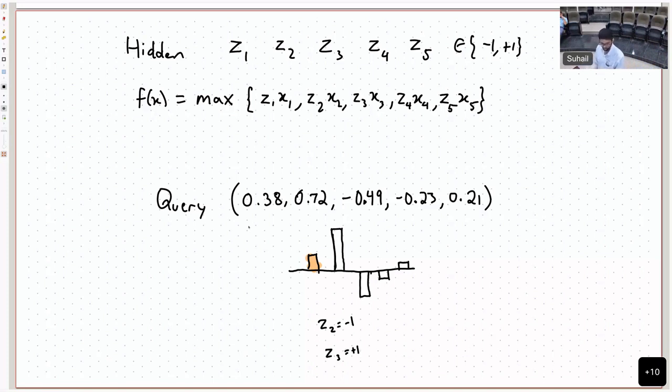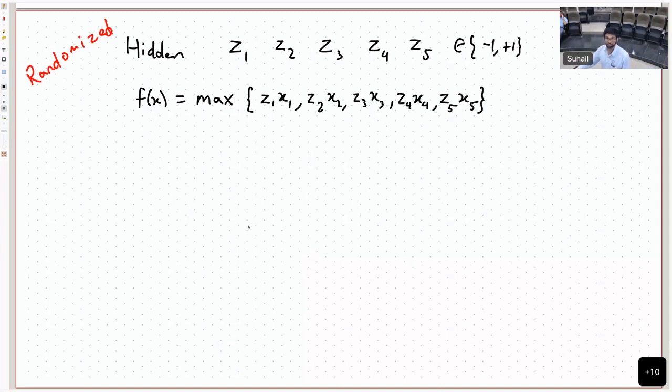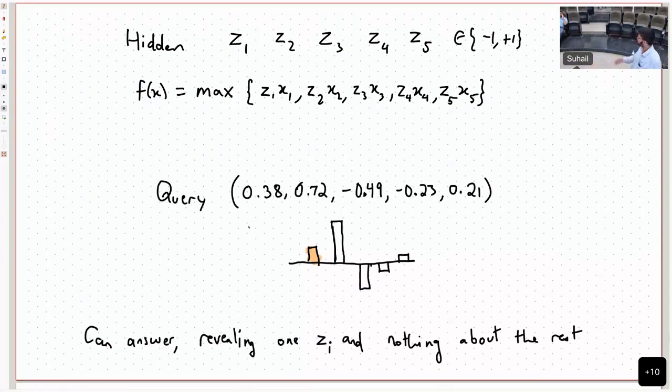So in this way, we examine what the queries do, and we can ensure that every time there's a query, you reveal one zi, nothing about the rest. And so that implies that you need to make all n queries before you can ensure that your output is actually negative.